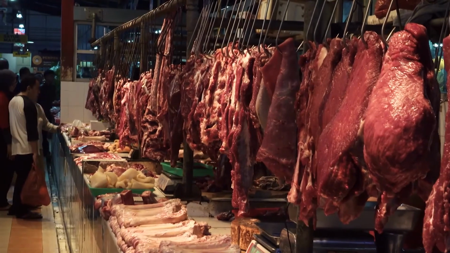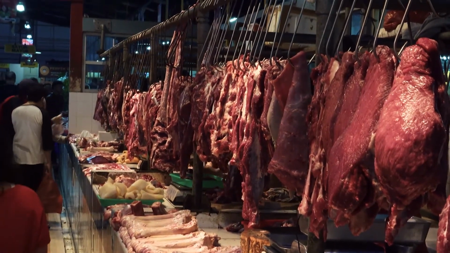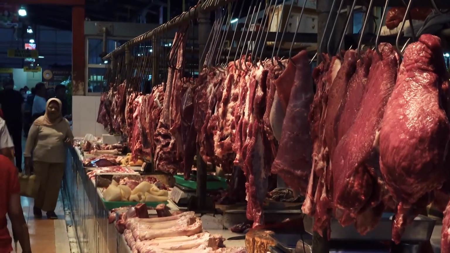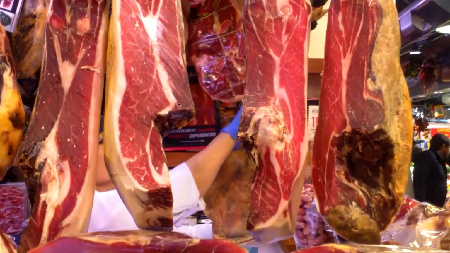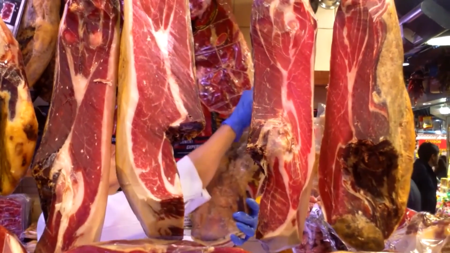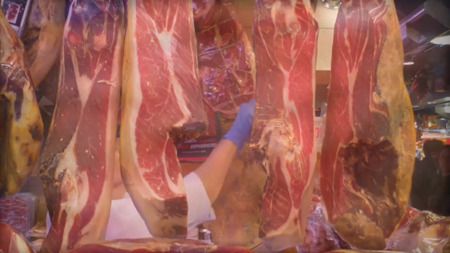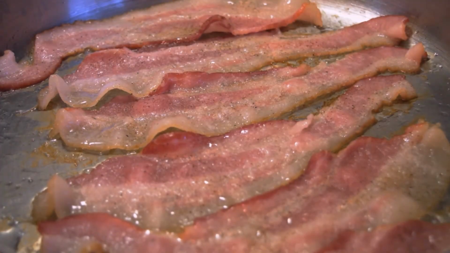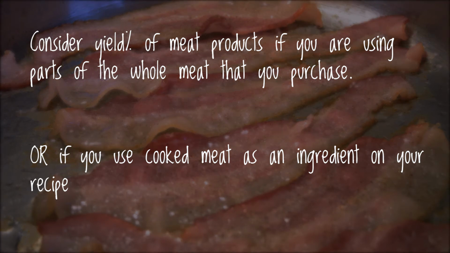Another consideration for yield percent is that meat products also have yield percent. If you purchase a whole chicken and are only using breasts in the recipe, then you would also have to consider the yield percent. If you use cooked meats in your recipe, say cooked bacon strips, then you would need to consider yield percent as well, since you would lose some weight during the cooking process.